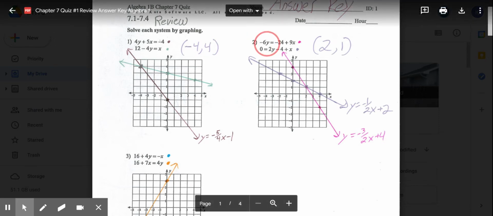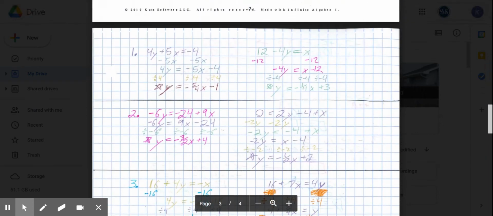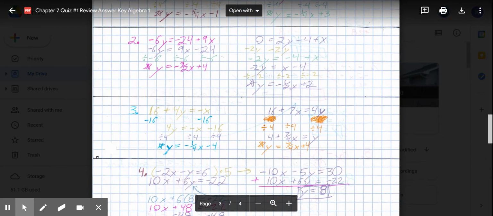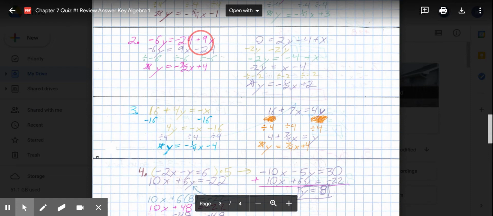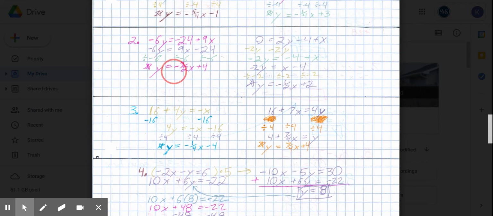With number 2, we want to do the same: take our 2 equations right away and write them in y equals mx plus b form. Going down to the work, with our first equation, negative 6y equals negative 24 plus 9x, we could rewrite that as negative 6y equals 9x minus 24, just switching the order on the right, and then divide everything by negative 6 to give us y equals negative 3 over 2, because 9 over 6 simplifies to 3/2, plus 4. So we have that first equation in y equals mx plus b.